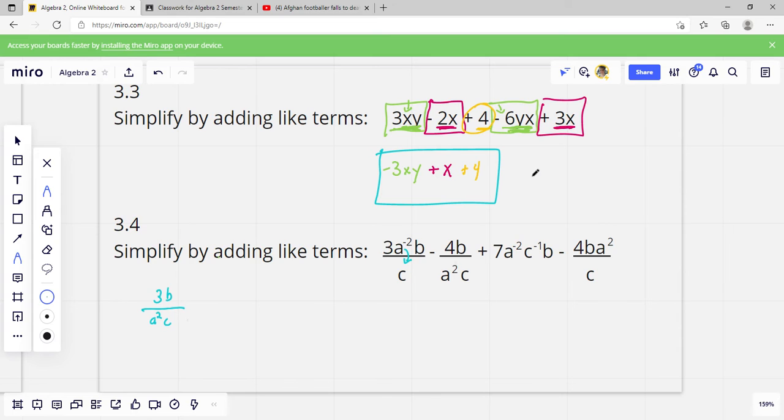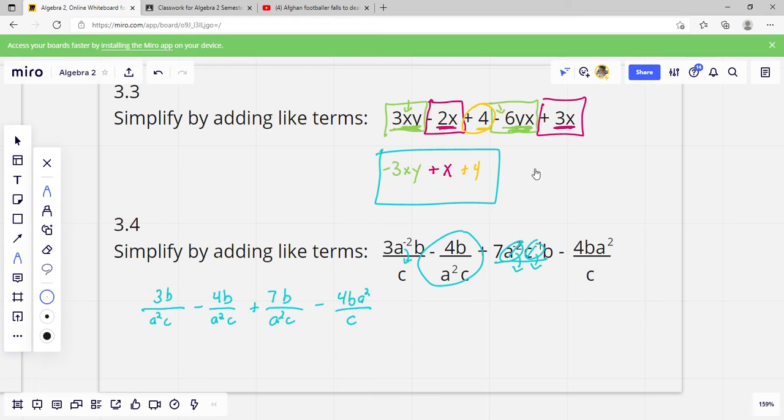Okay, then this next one, everything's already positive, so I'm just going to write it. Minus 4b over a squared c. This one, I'm going to have to move my a squared to the bottom and my c to the bottom. Okay, so I'll have 7. If I move that to the bottom and that to the bottom, I'm just going to have a b left over a squared c. Okay, and then my last one doesn't have any negative, so I'm going to just do 4b a squared c.